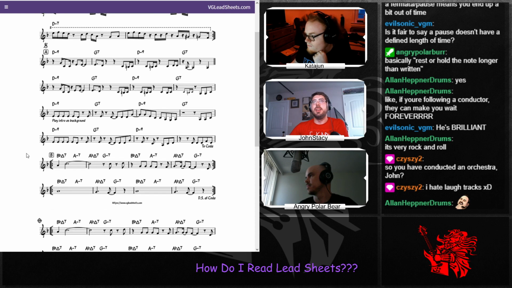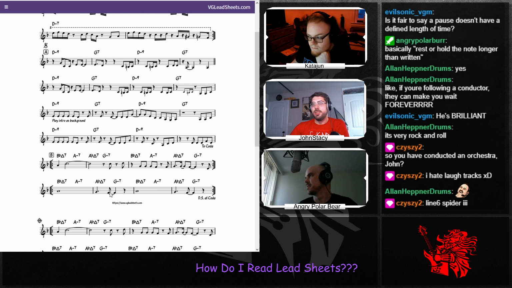So you're going to play, starting at B, these 4 bars, repeat to B, play these 4 bars again, and then go to the next line, play these 4 bars, repeat, play these 4 bars again, and you see this thing at the very bottom there that says DS al coda.